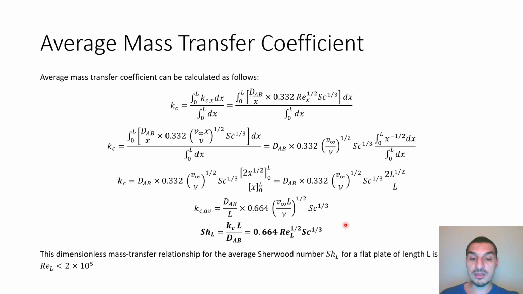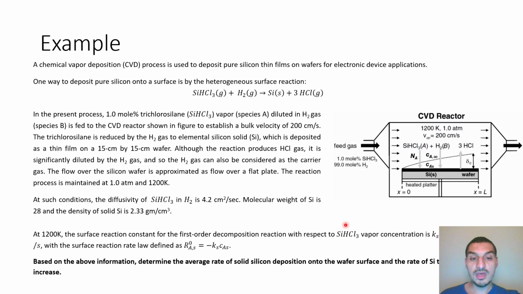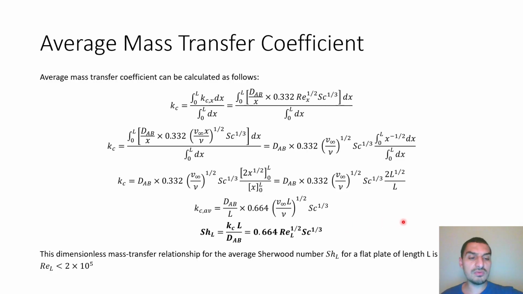So this is valid for Reynolds number less than 2 multiplied by 10 to the power 5. So this is almost all we need to mention here.